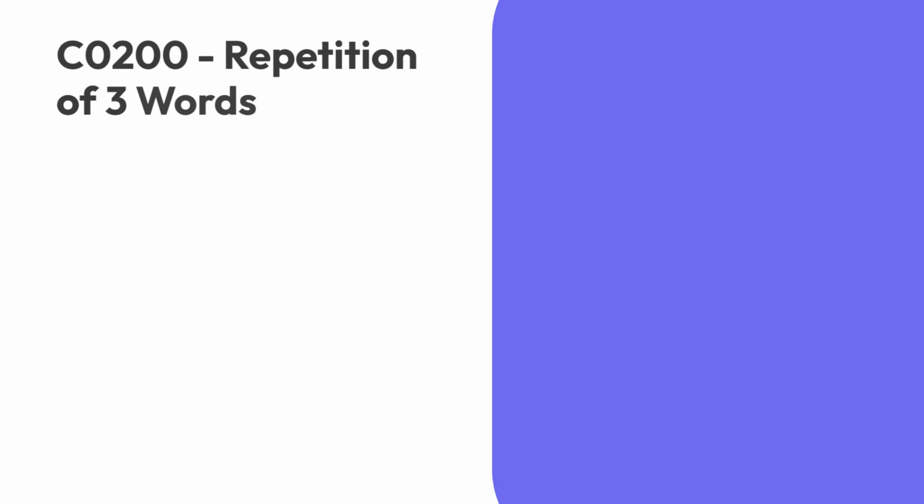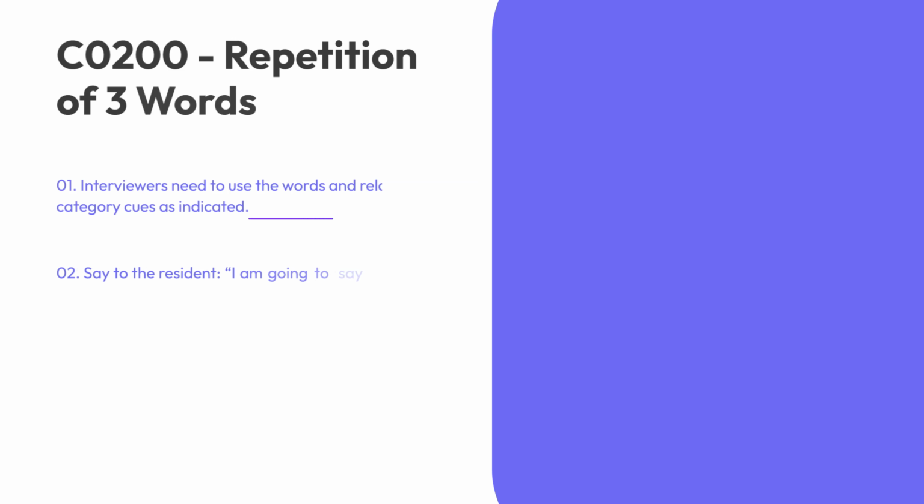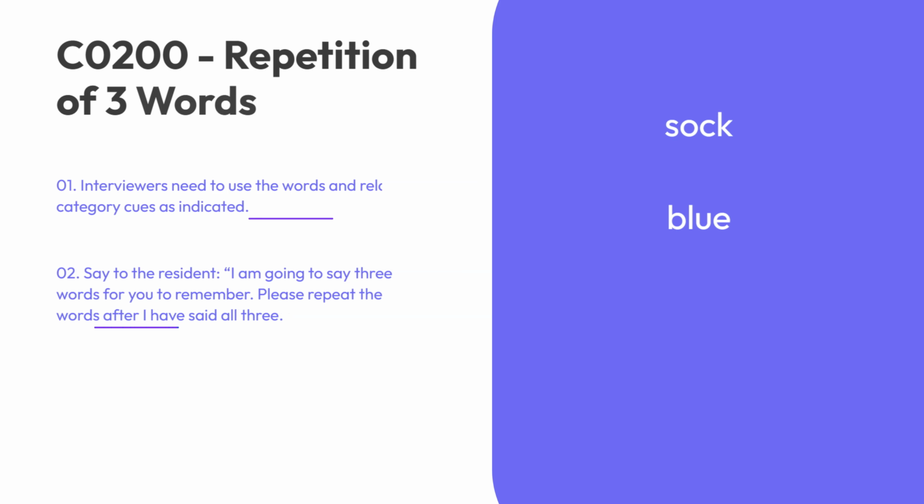We'll begin the interview by starting with the repetition of 3 words, captured in item C0200. Interviewers will need to use the words and related category cues as indicated. Here you can say to the resident, "I am going to say 3 words for you to remember. Please repeat the words after I have said all 3. The words are sock, blue, and bed. Now please tell me the 3 words," and record the number of words correctly repeated after the first attempt.